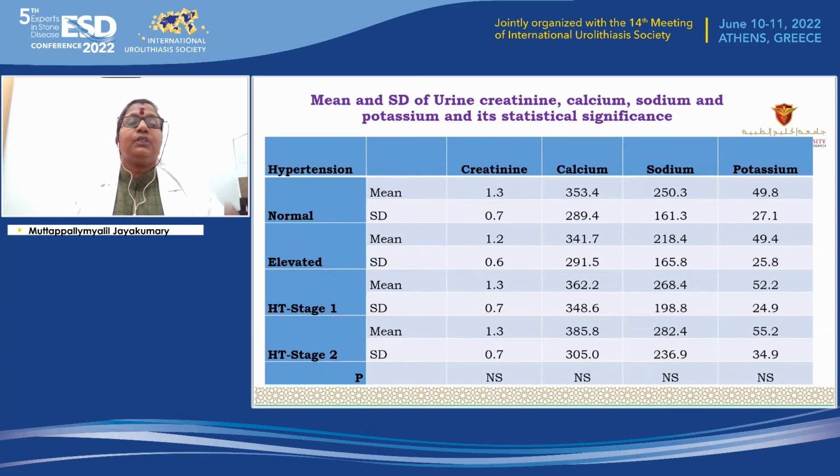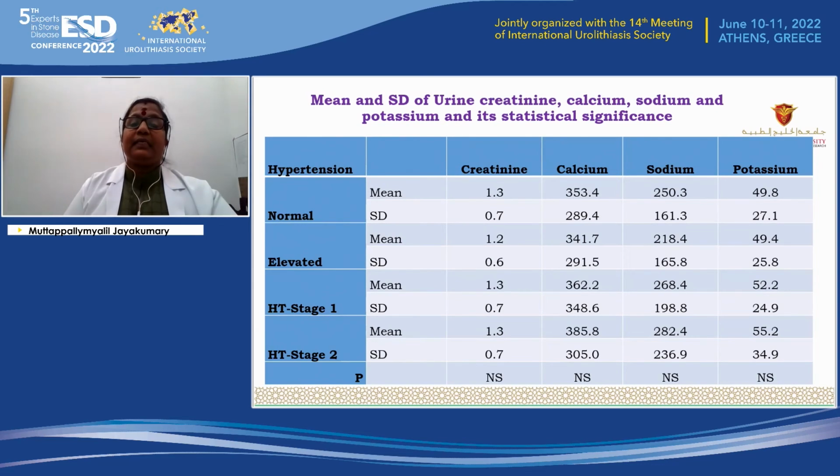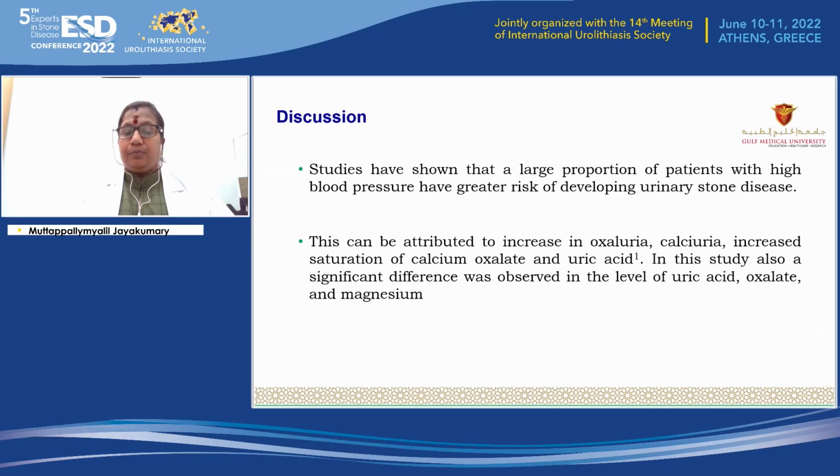This table shows the mean and standard deviation of urine creatinine, calcium, sodium and potassium and their statistical significance. None of the variables were statistically significant.